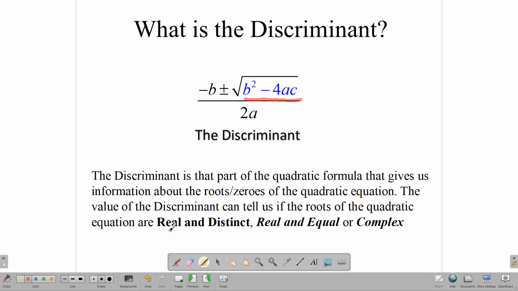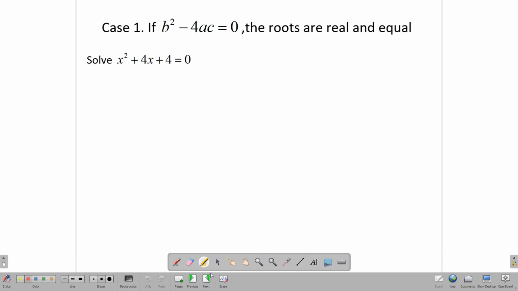It can tell us if the roots are real and distinct, if they are real and equal, or if they are complex. So let's look at each of those three cases. The first case says if b squared minus 4ac is equal to 0, that is, if your discriminant is 0, then the roots of the equation are real and equal. That is, when you work it out, you're going to get the same number for both roots.